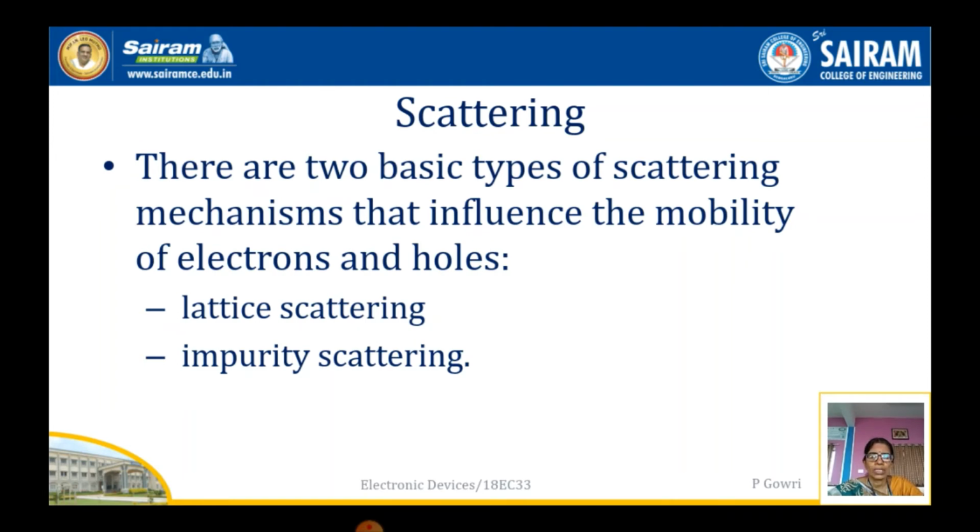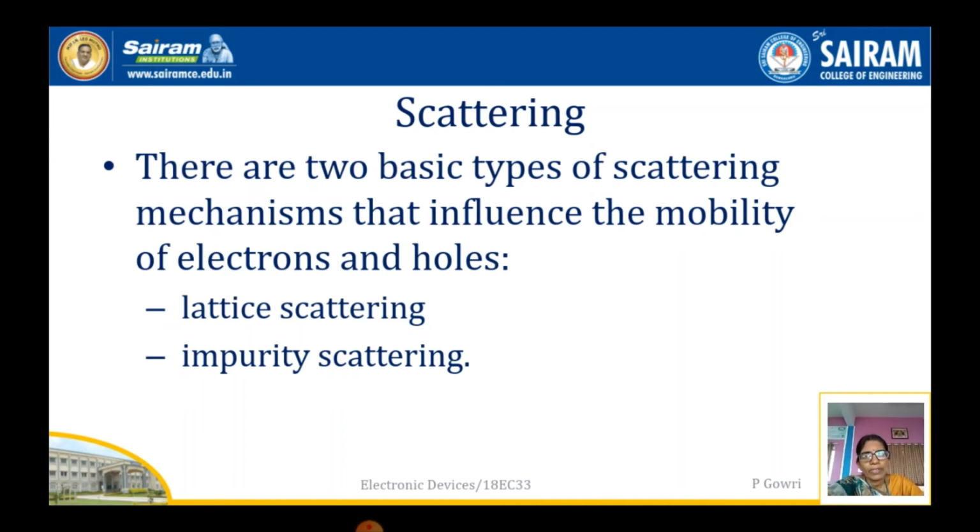So that scattering is of two types. One is called lattice scattering and another one is called impurity scattering. So what is lattice scattering? Lattice scattering is nothing but the collision of the charged particles on the lattice structures or the ionized particles which is present in the lattice, which is fixed there. And impurity scattering is nothing but the collision of the charged particles on the impurities which is present, or the dopants which we have added in a semiconductor material.